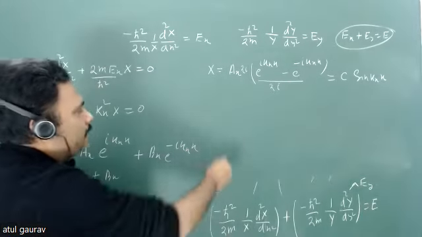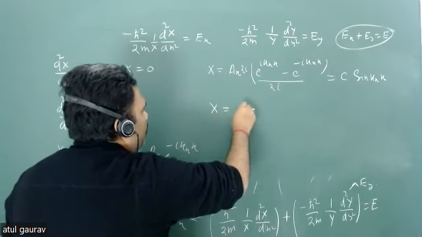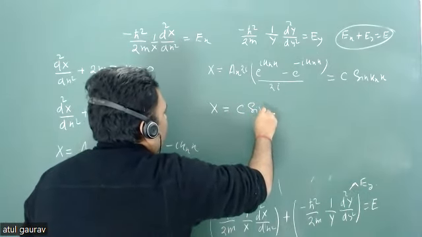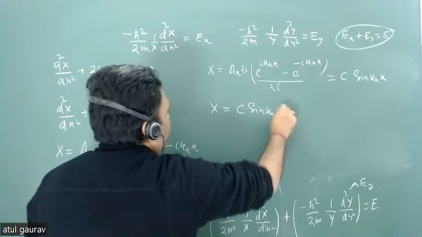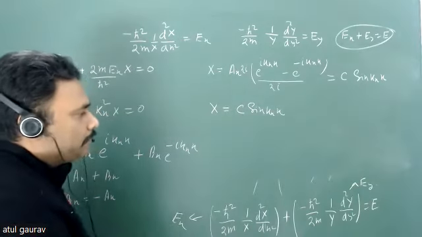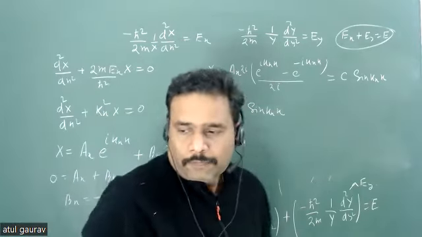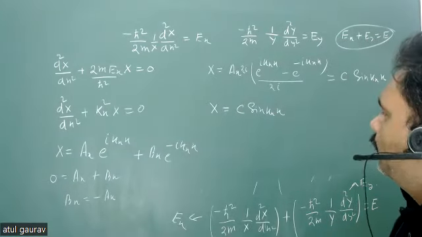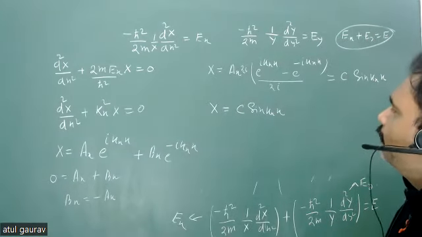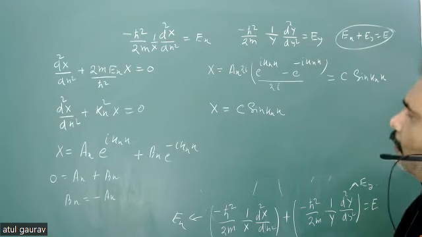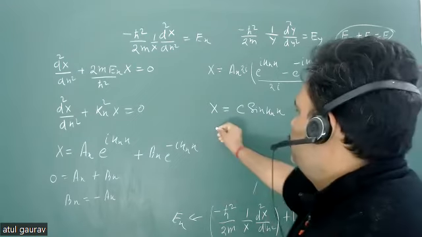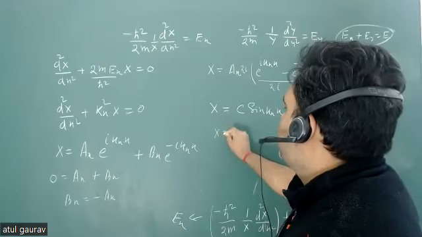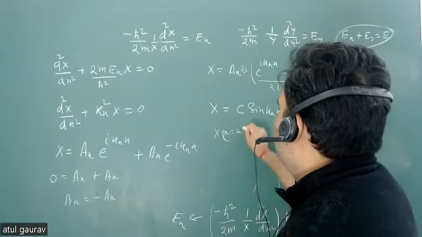So this ψ(x) is basically C sin(kx x). Are you getting my point? सही है ना? Okay. Now, what will be the other boundary condition? You have ψ(x) at x equal to a.